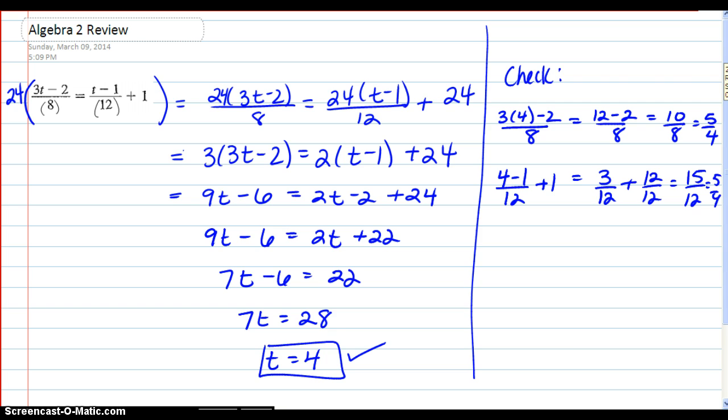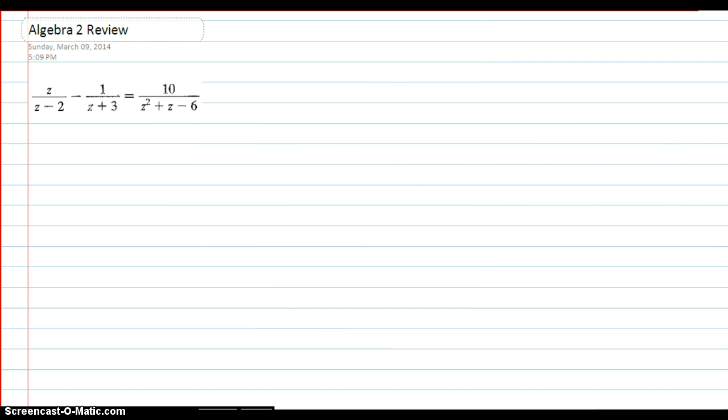The second type of problem looks almost exactly the same, except there are variables in the denominator. And in this problem, when you look for your common denominator, you have to look at all the denominators. In case of this one, you should factor it. So you'd have z plus 3 times z minus 2. So that turns out to be my common denominator. So I'm going to multiply all of my terms by that z plus 3 times the z minus 2.